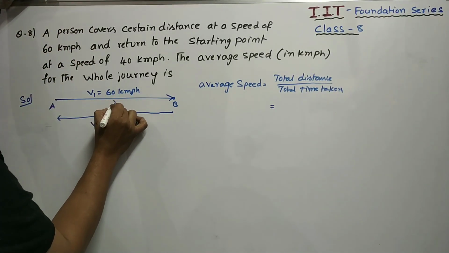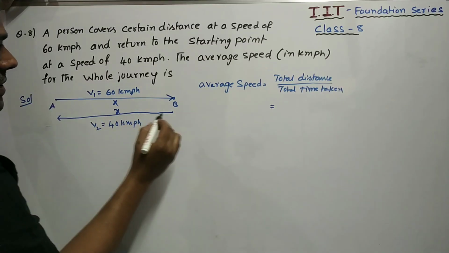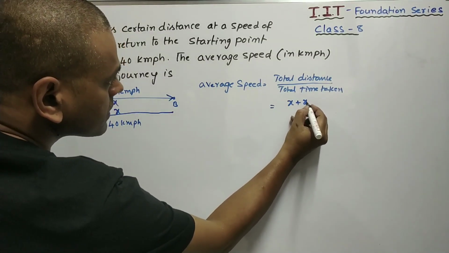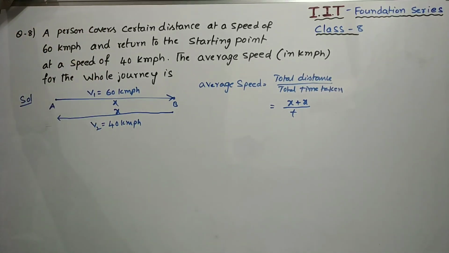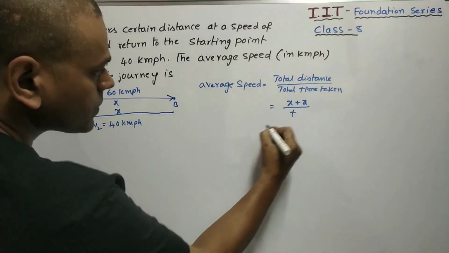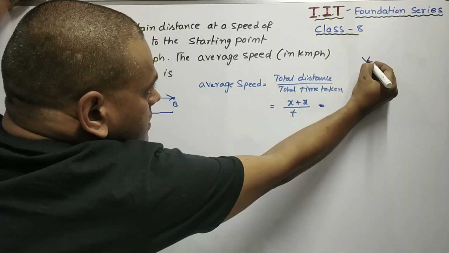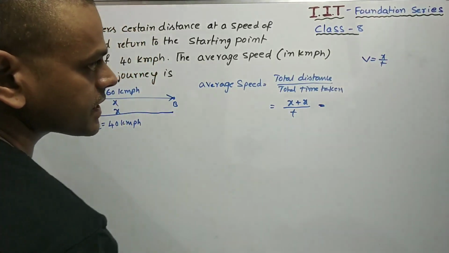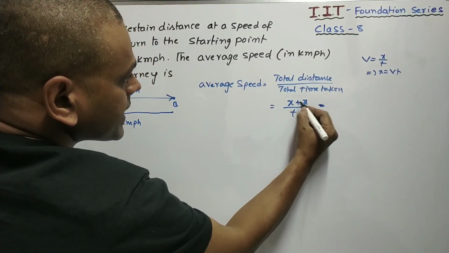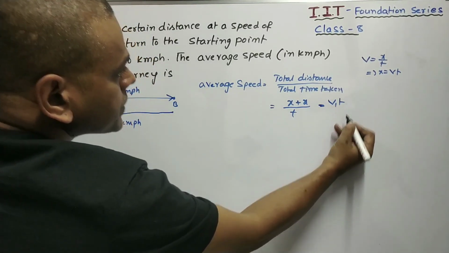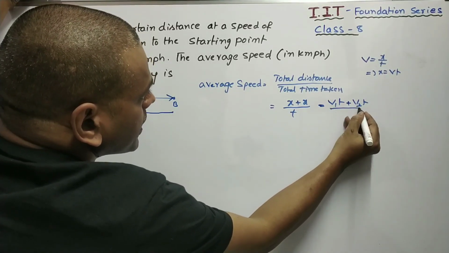Here to see the total distance: suppose A to B is x. Later B to A is also the same x. So total distance covered by the person is x plus x. The total time taken is called t, but distance is not given. From the definition of velocity, velocity is equal to distance by time, so distance is equal to velocity into time. So I would like to take x equal to v1 into t, and this x is the same, v2 into t.